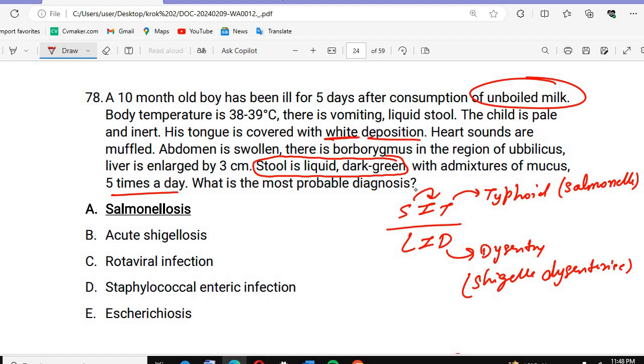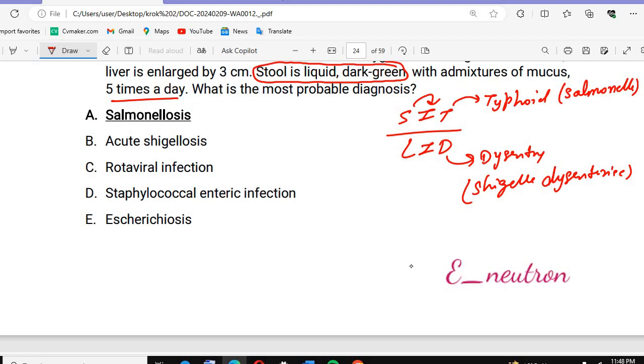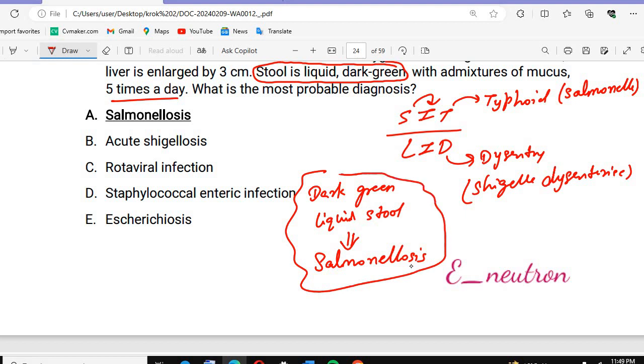Always remember, if you get dark green liquid stools, this finding is seen in salmonellosis. This is a very important point you need to remember. Along with that, remember that salmonellosis is transmitted through chicken and milk.